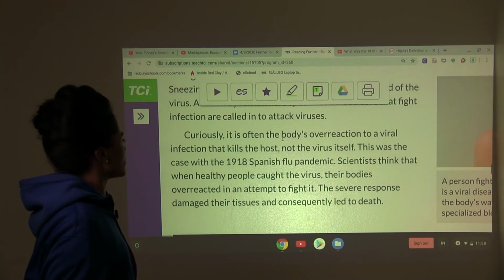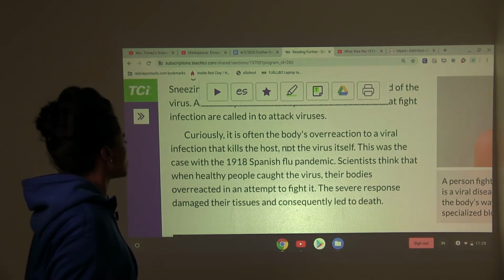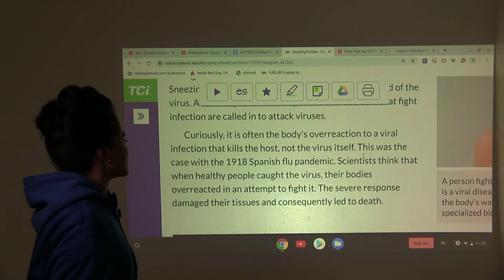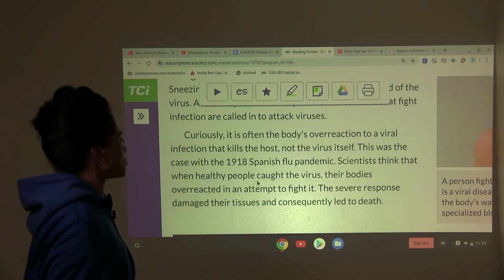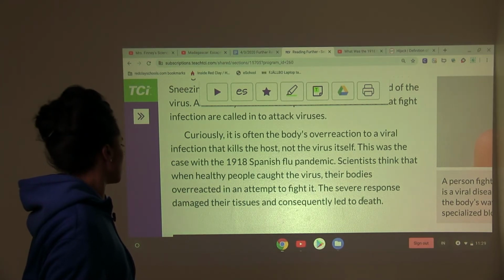Curiously, it is often the body's overreaction to a viral infection that kills the host, not the virus itself. This was the case with the 1918 Spanish flu pandemic. Scientists think that when healthy people caught the virus, their bodies overreacted in an attempt to fight it. The severe response damaged their tissues and consequently led to death.